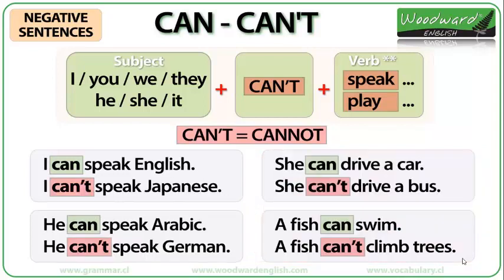It is the same. Simple affirmative into negative. She can speak English. I can speak Japanese. She can speak Arabic. He can't speak German. She can drive a car. She can't drive a bus. A fish can swim. A fish can't climb trees.